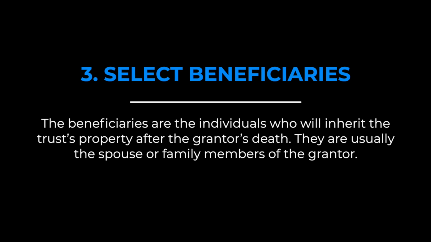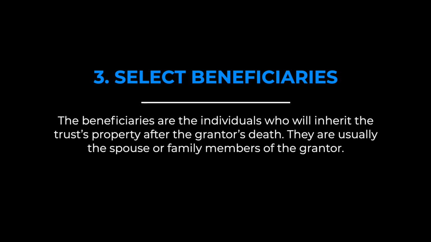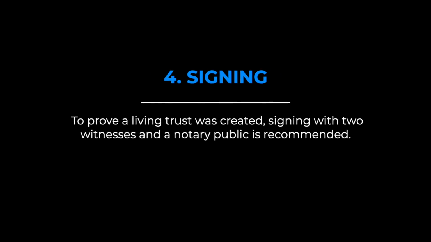3. Select beneficiaries. The beneficiaries are the individuals who will inherit the trust property after the grantor's death. They're usually the spouse or family members of the grantor. Who can be a beneficiary? A beneficiary can be any person, born or unborn, or organization legally permitted to hold an interest in property. If a grantor wants to give a portion of the trust property to a pet, a pet trust can be created within the trust document. 4. Signing. To prove a living trust was created, signing with 2 witnesses and a notary public is recommended.